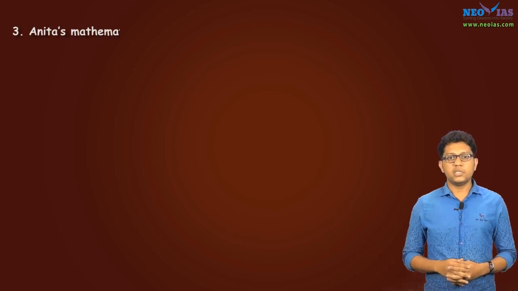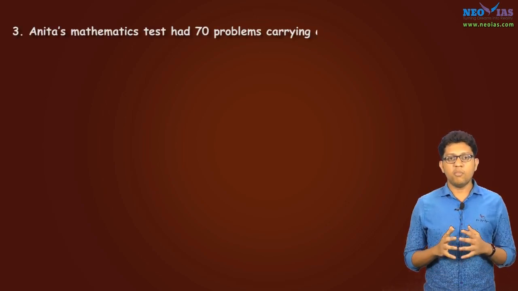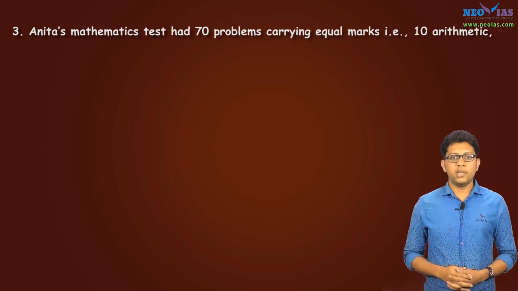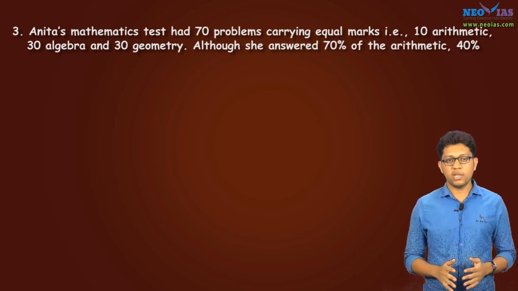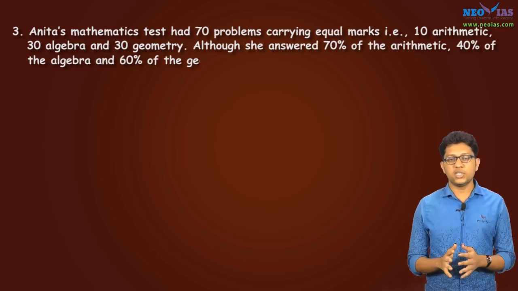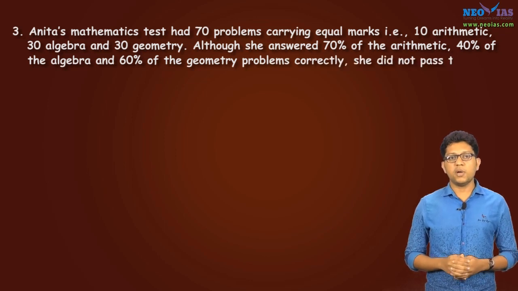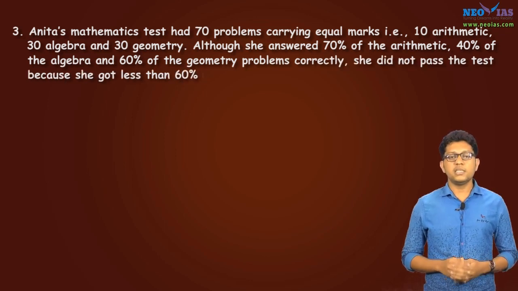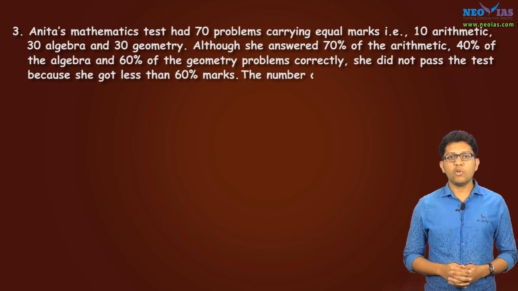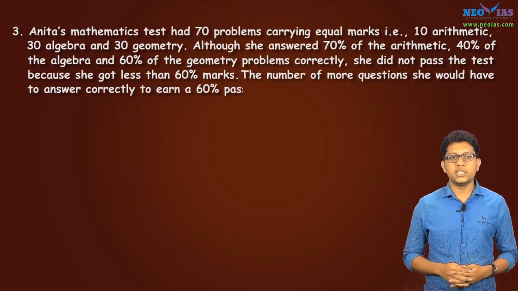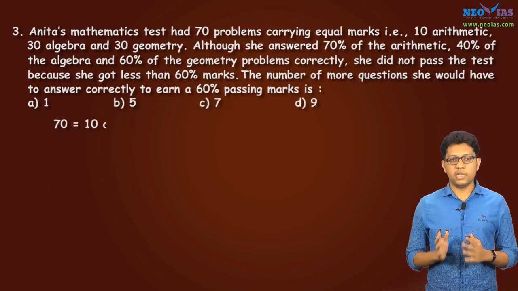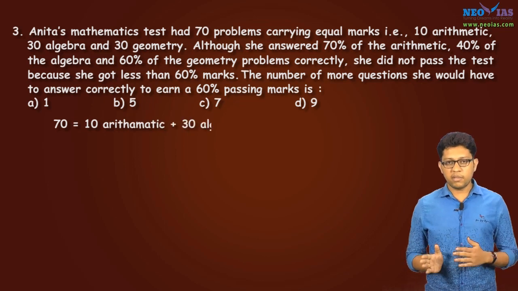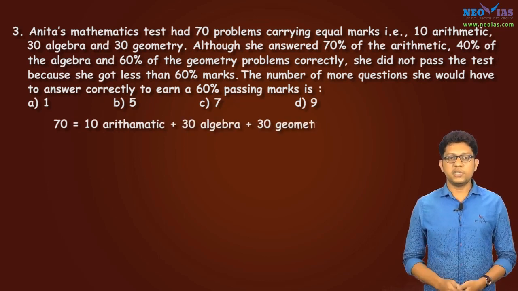Now we can solve the third question. Anita's mathematics test had 70 problems carrying equal marks, that is 10 arithmetic, 30 algebra and 30 geometry. Although she answered 70% of arithmetic, 40% of algebra and 60% of geometry problems correctly, she did not pass the test because she got less than 60% marks. The number of more questions she would have to answer correctly to earn a 60% of mark is. Total number of problems in the test was 70. Out of 70, there are 10 arithmetic, 30 algebra and 30 geometry questions.